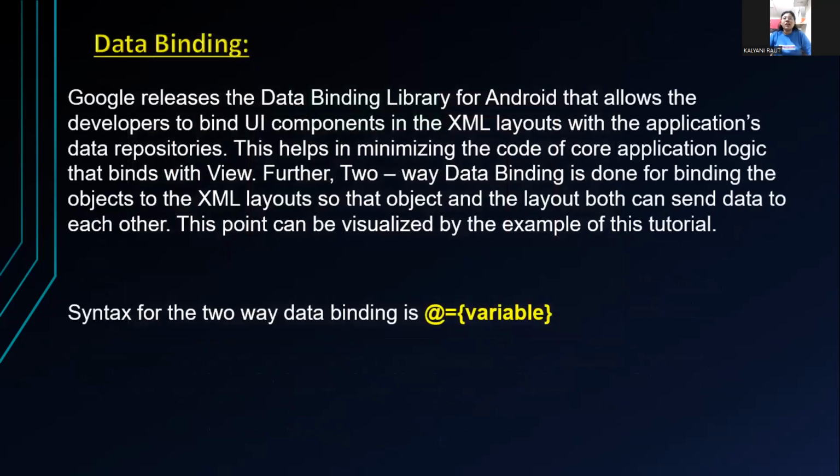Data binding. Google released the data binding library for Android that allows developers to bind UI components in XML layouts. This helps in minimizing the application logic that binds with the view. Two-way data binding binds objects to the XML layout, so the object and the layout can both send data to each other. The syntax for two-way data binding is @={variable}. You can put any variable value.